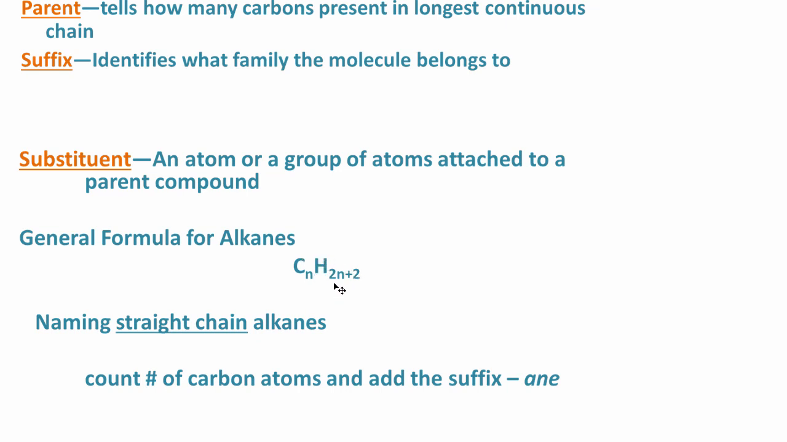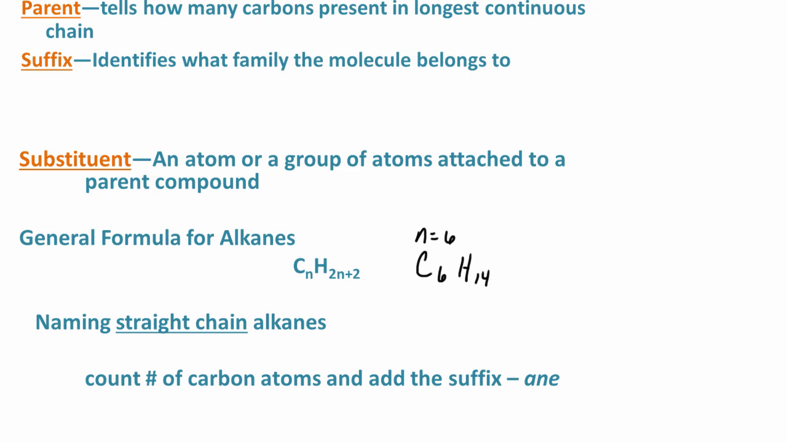Here is a general formula for alkanes, where N is equal to the number of carbon atoms. So for example, we have a 6-carbon alkane, and N would be equal to 6. So we would have C6, and then as far as the number of hydrogens, we have 2 times N, so 2 times 6 is 12, plus 2 is 14. So this is a very easy way to write a molecular formula for an alkane.